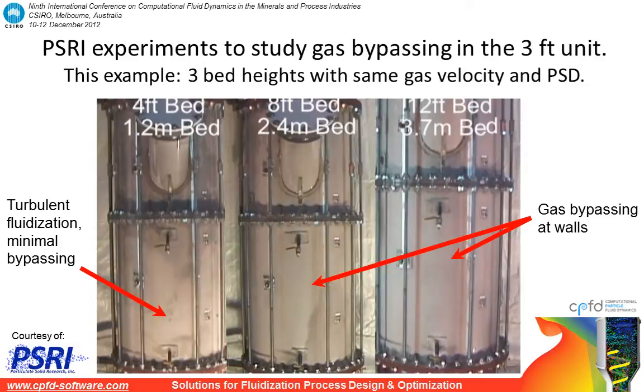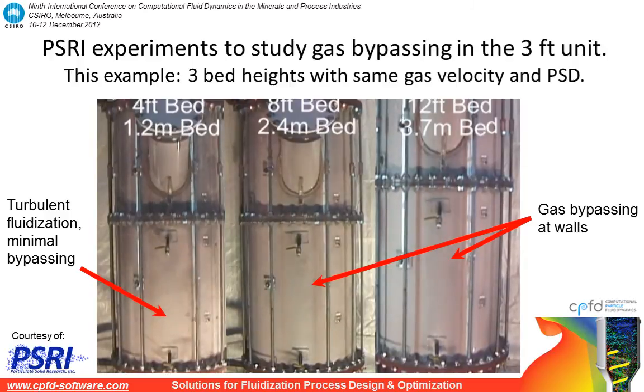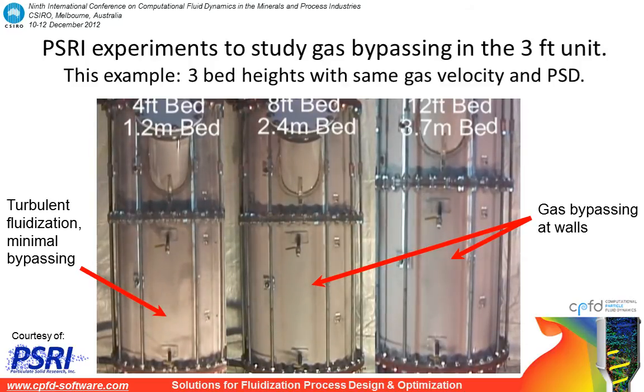In the center experiment, you can see that stable gas streaming is beginning to appear. So you're seeing a lot of gas being blown through the bed, which is going to create a poor fluidization characteristic elsewhere besides those streamers. Plus, you're blowing a lot of gas through the bed without providing the proper gas-solid contact, which is typically the purpose of a fluidized bed in the first place.